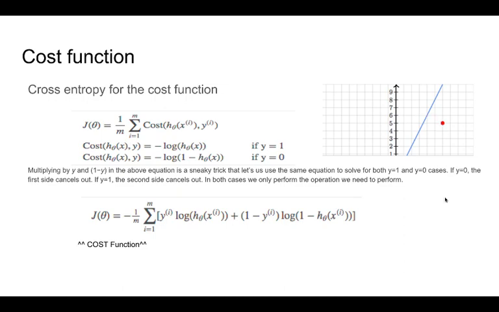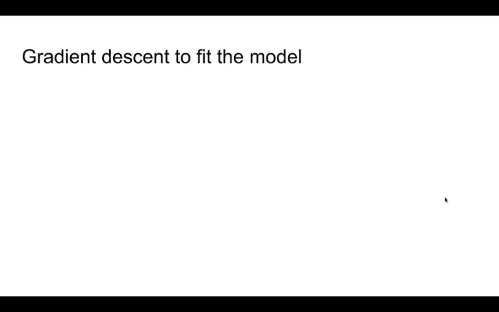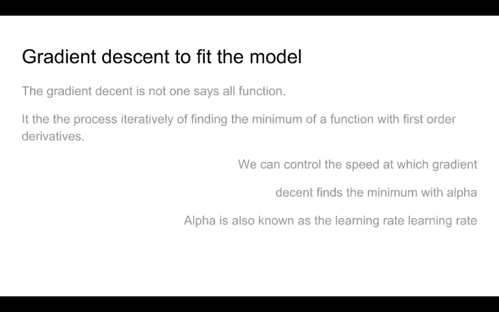And how are we going to do that? With gradient descent. Now, when I got into machine learning, I was very confused on gradient descent. I wasn't exactly sure what gradient descent was. I thought it was an equation. In a way it is an equation, but it's not. It's actually more of a process, an algorithm, an iterative process of finding the minimum of a function with first order derivatives.